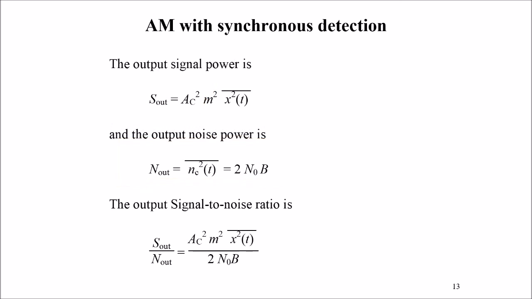The output signal power is AC squared M squared X squared time averaged. And the output noise power, NC squared time average, is equal to 2 times N naught times B. So we can form the signal to noise ratio at the output, AC squared M squared X squared of t time average divided by 2 times N naught times B. So this now gives us an expression for the signal to noise ratio at the output of the synchronous demodulator operating on an AM signal.